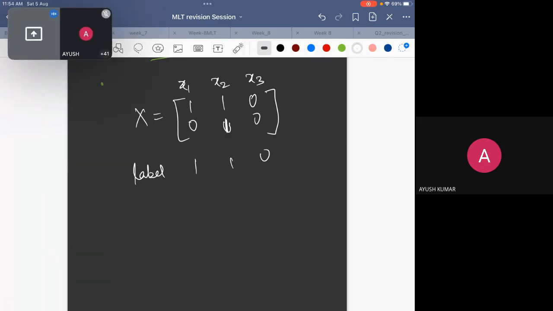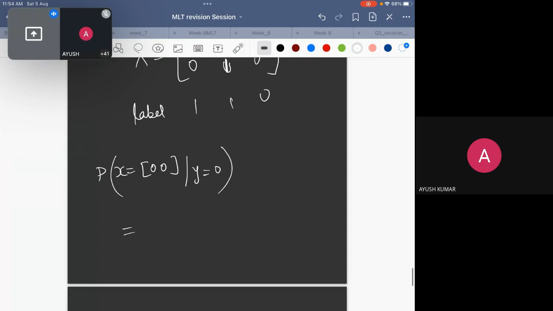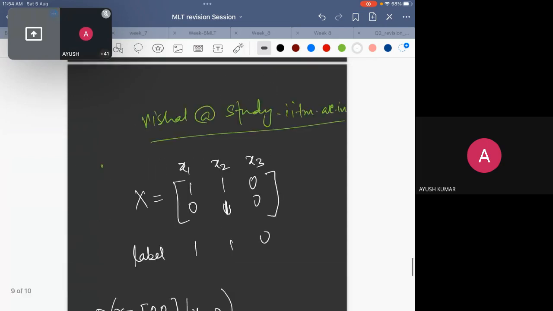It's considered that a naive Bayes model is trained on this data set, whatever has been given here. Now you have to calculate, if the test point has label 0, what will be the probability that the point is x equals 0 0, given y equals label 0. How will you calculate this? How do you generally calculate this type of problem?